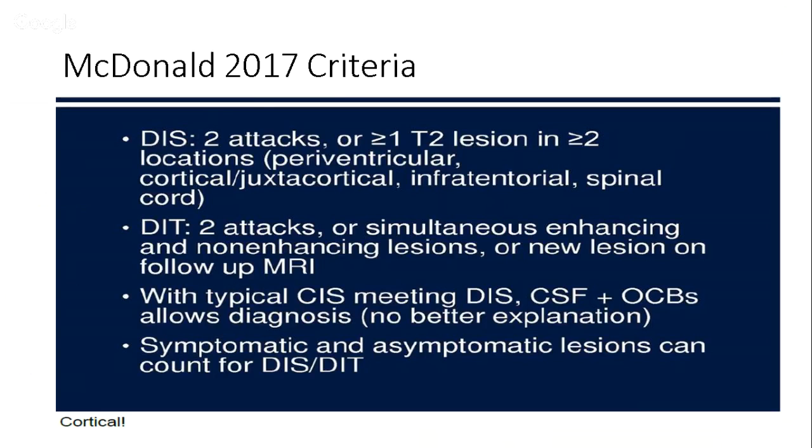The regions to look at, so cortical or juxtacortical, infratentorial, spinal cord, and periventricular, that stays the same. One other additional factor is something that we are always used to doing. So in a patient who comes in with a clinically isolated syndrome, if they have just one lesion on the brain that fits the criteria, then you can do oligoclonal bands in the CSF, which can then count as a substitute for a clinical event or an MRI lesion.